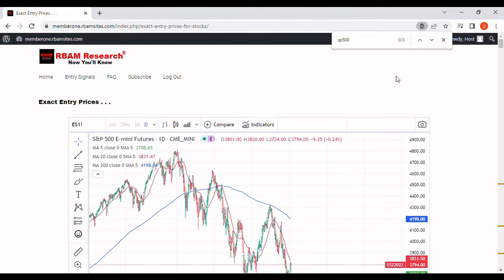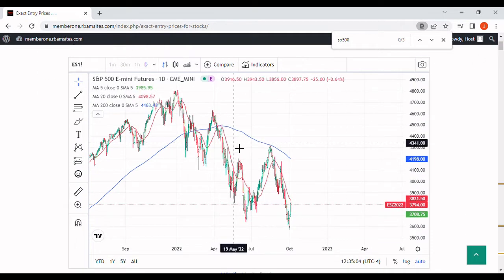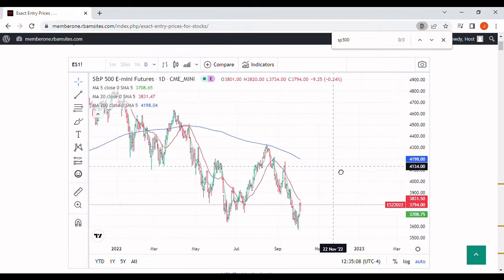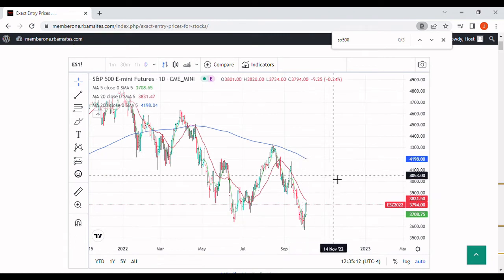We're going to do a brief video on algorithmic trading using exact entry prices. For example purposes, we've got a daily chart of the S&P 500 on here. This is the E-mini futures contract, and you can see that it's got moving averages on here. We have a green 5-day, a red 20-day, and a 200-day blue moving average.